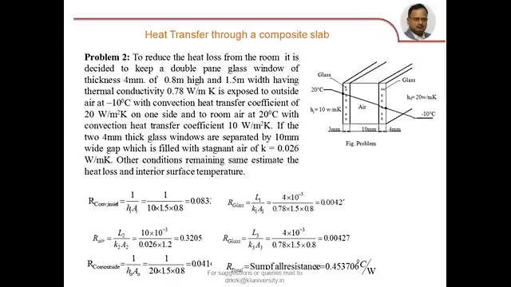Hence, convection is absent, radiation is negligible, and hence we have only the conduction mode of heat transfer through this air. So, glass offers the first resistance, then the second resistance is offered by the air between the two glass plates, and again the third resistance is offered by the glass.